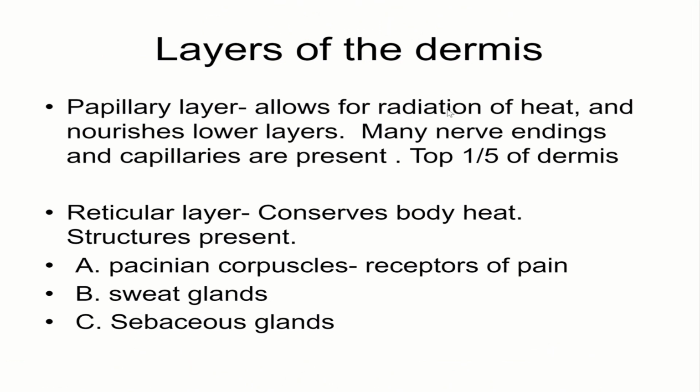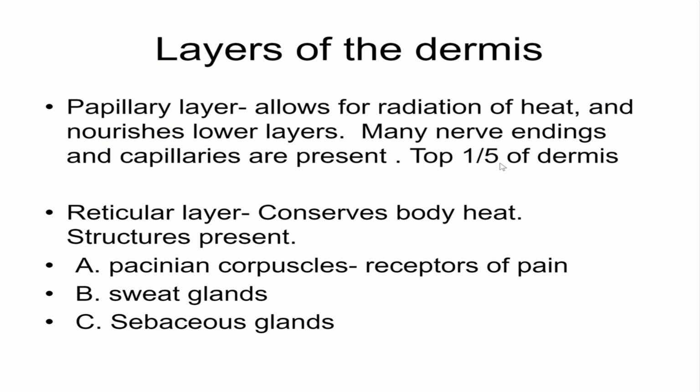So the papillary layer is wavy. If you noticed, it had those bumps all through it, and that allows for a greater surface area, so it allows for better radiation of heat and nourishment for the lower layers of the epidermis, I should say. It has lots of nerve endings. This gives us space to allow those different nerve endings to be able to move a little bit and be displaced, and that gives us an increased sensitivity there. And this is just the top 1/5 of the dermis.